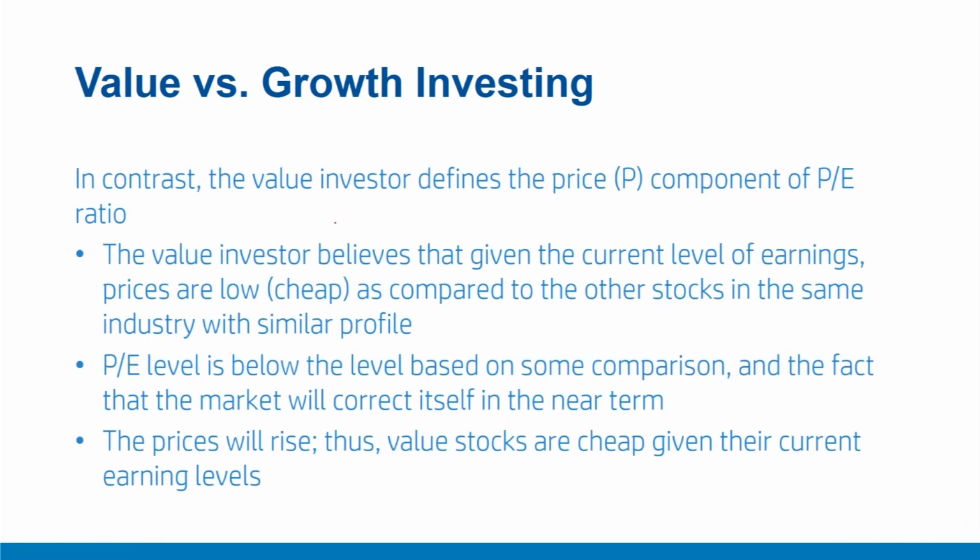In contrast to these growth stocks, the value style investor relies on the price component of the P/E ratio. A value investor believes that at the current level of earnings, prices are cheap or low and therefore some kind of correction is pending. As compared to peers, or stocks in the same industry with similar risk profile, these stocks are supposed to be cheaper or depressed in terms of their current prices. Their P/E levels, that is price to earnings levels at current earnings, are lower as compared to the peers or benchmarks against which they are compared. And therefore it is expected that their market prices will correct in the short to medium term, and therefore prices will rise. Thus, value stocks are cheap at their current valuations and current earning levels, and they are expected to improve and do well in the near future.